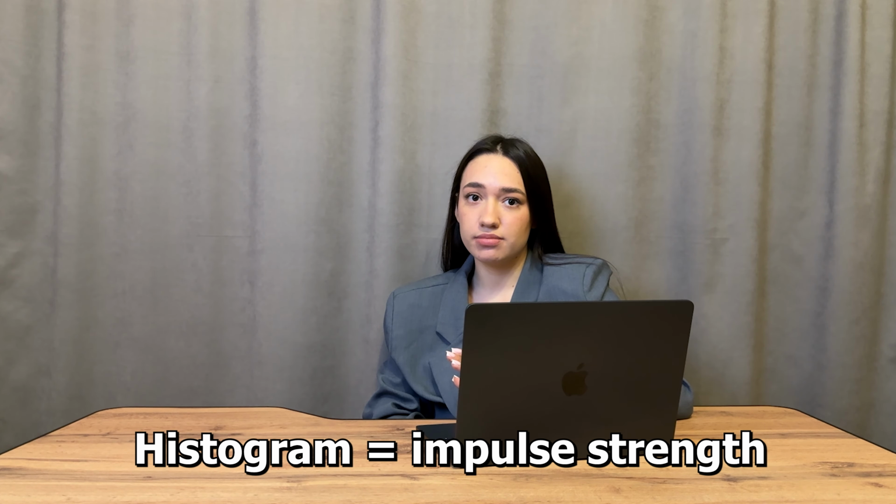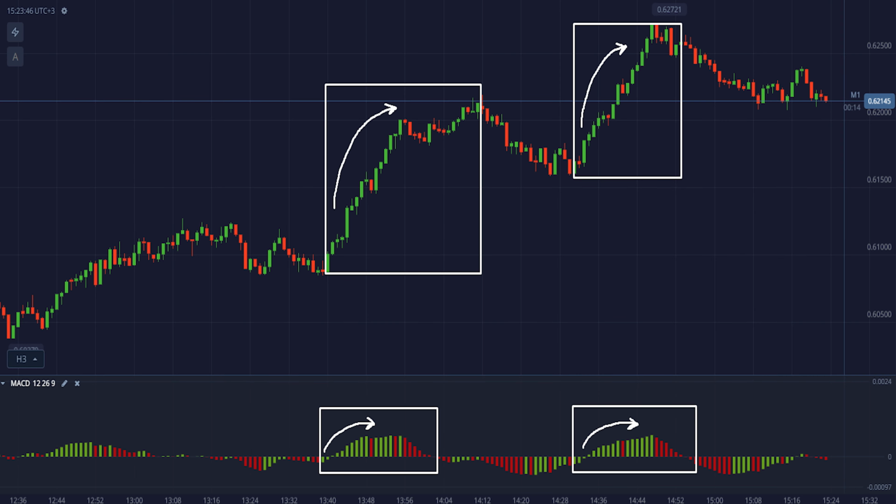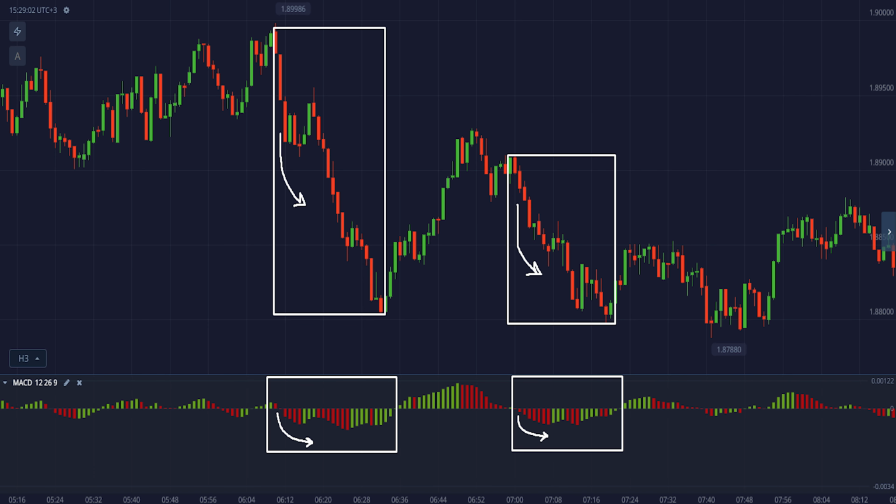The histogram shows how strong the current impulse is. If the bars grow high above zero, MACD is pulling away from the signal line, so bullish momentum is strengthening. If the bars start shrinking towards zero, momentum is fading. And the same logic applies on the downside. The deeper the bar is below zero, the stronger the bearish impulse. This is useful because sometimes the histogram shows momentum weakening before the lines actually cross.